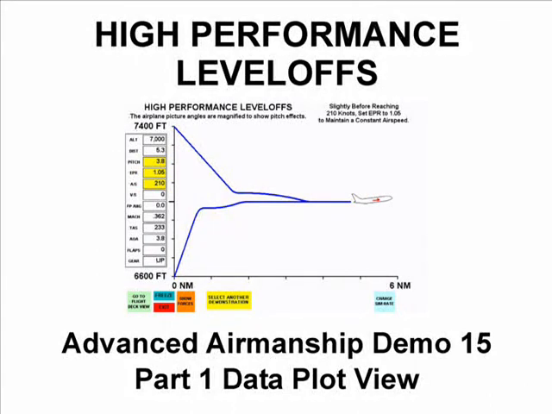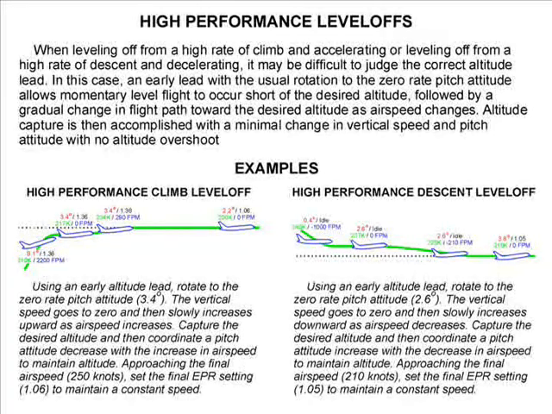This is demonstration number 15, part 1. Using the data plot view, it examines an alternate technique for high-performance level-offs. Although similar to the previous precision level-off, this alternate method uses an earlier altitude lead, followed by altitude capture at a reduced vertical speed. It lessens the danger of altitude overshoot when leveling off from steep climb and descent angles.